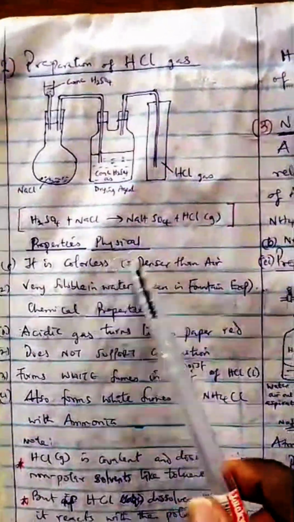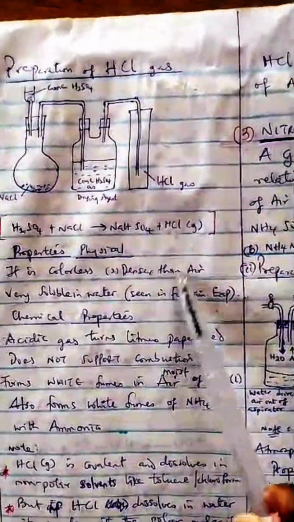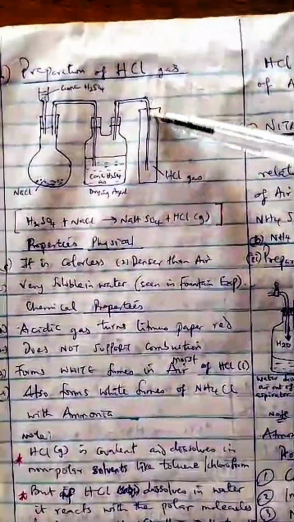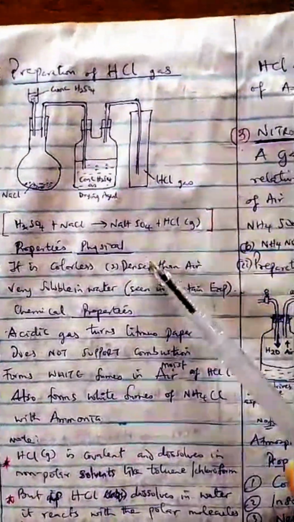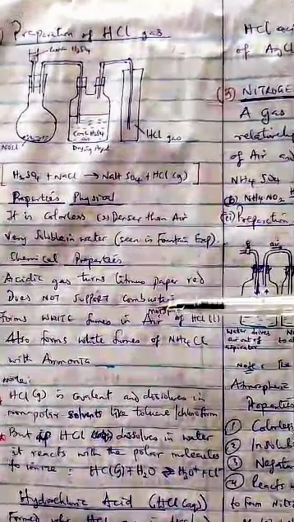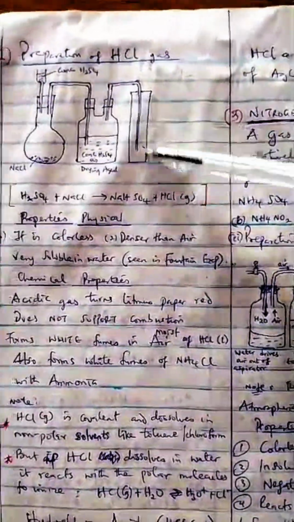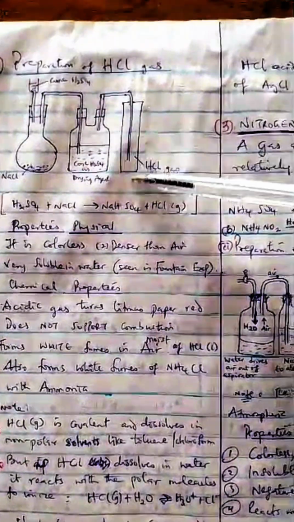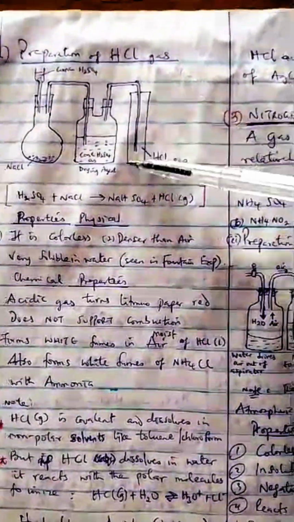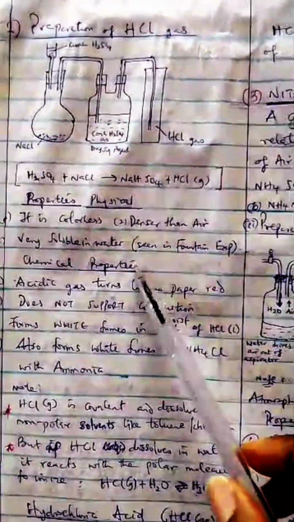Okay. So the physical properties: hydrogen chloride gas is colorless. It's denser than air, so that's why it's prepared this way. Denser than air means heavier than air. So hydrogen chloride gas is delivered this way because it's denser than air. This is called downward delivery, or upward displacement of air. All right, so it's denser than air.